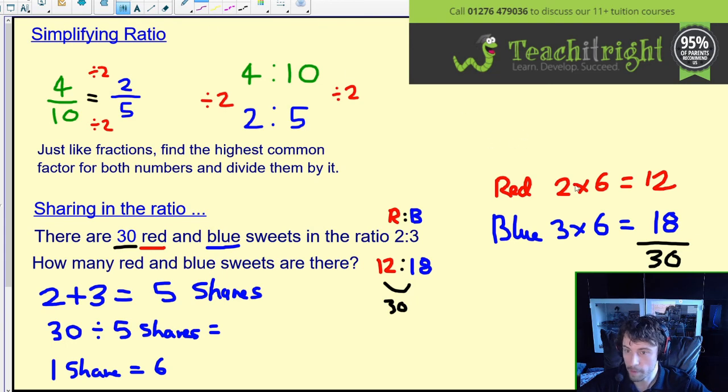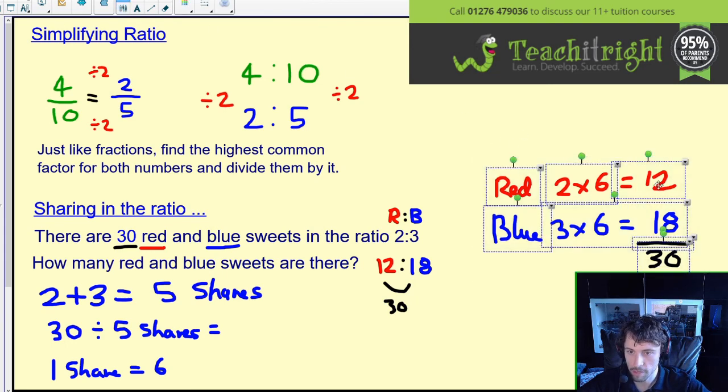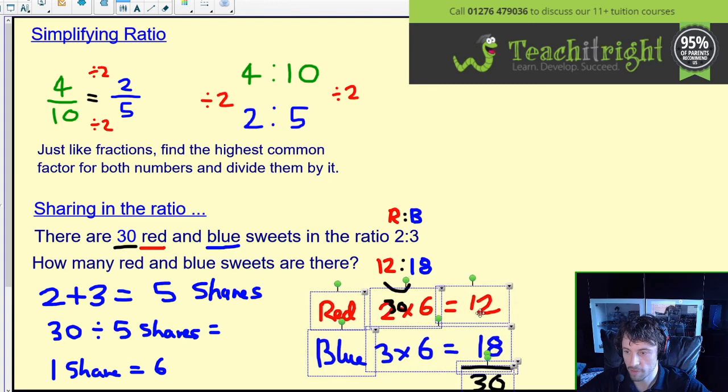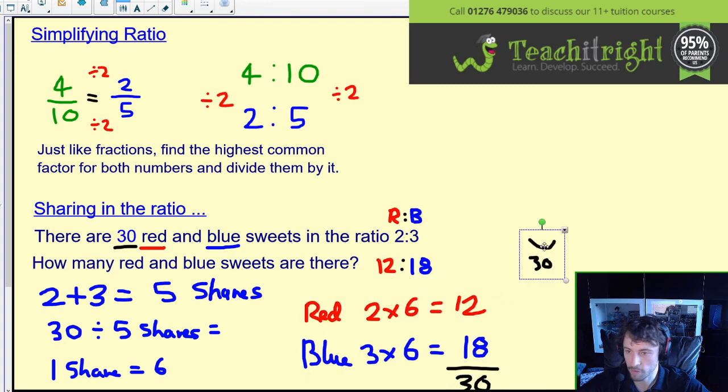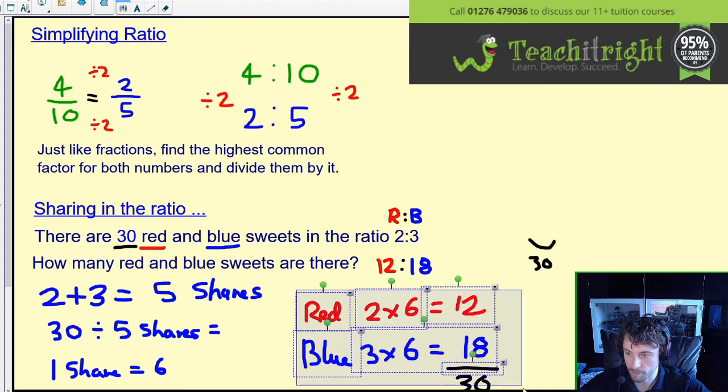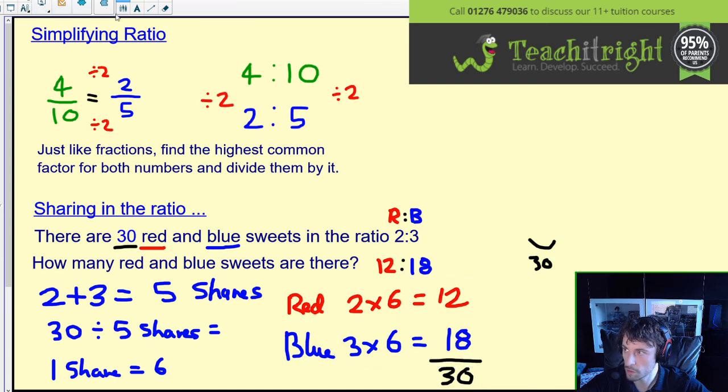So that would be how to work out your most basic ratio question. And I think if you can follow that, you'll be fine. And again, you can just write, if you want to, this would be the total. Quite often with these questions, you'll only be asked to work out 1. So if it did say only work out the red, you just write 12, or blue, you just write 18.